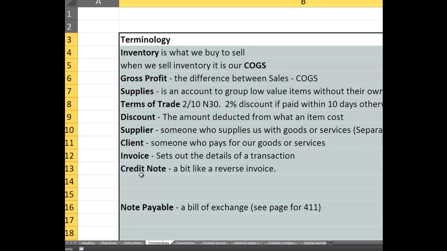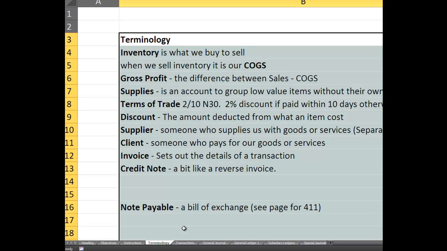I decided $20 worth of those items were not what I ordered, so I return those items to you. And you say, yep, that's right, that wasn't what you ordered. So you issue me with a credit note to say, here Brent, you don't owe us that $20 for those items, and that's the credit note. And then you'll go through and record that in the journals. A note payable, I also talk about a note payable.